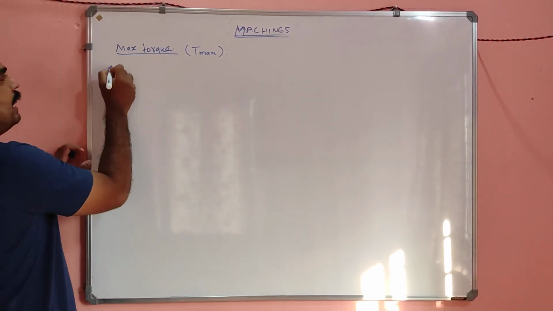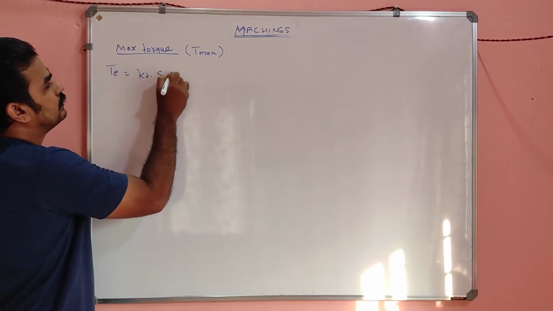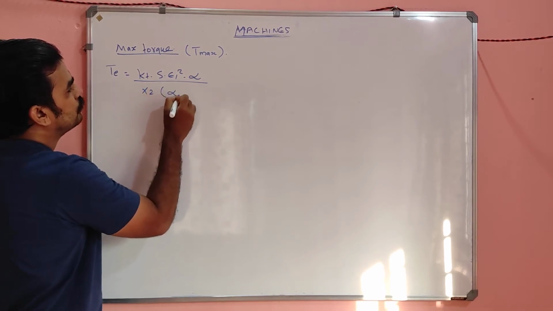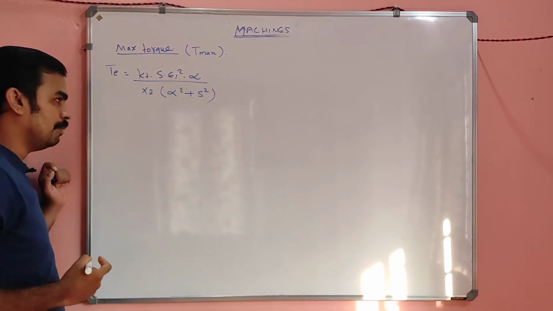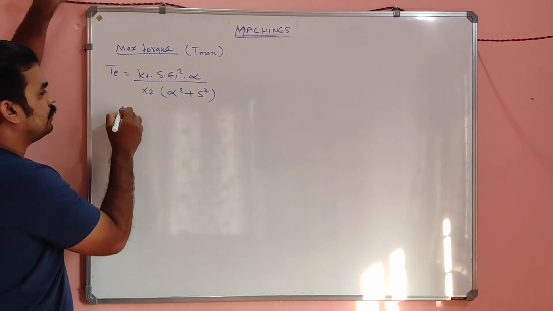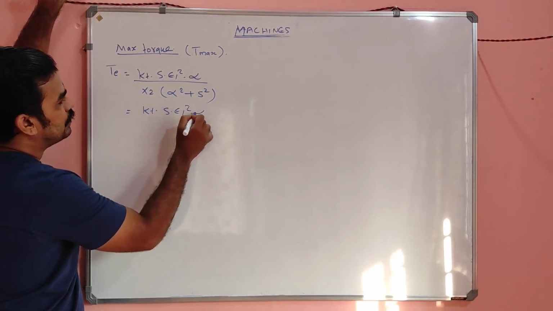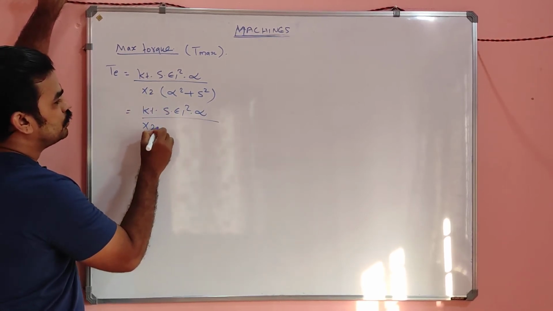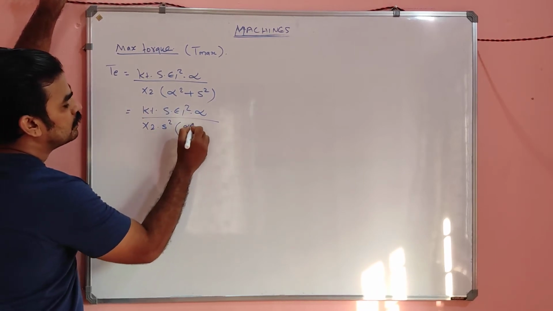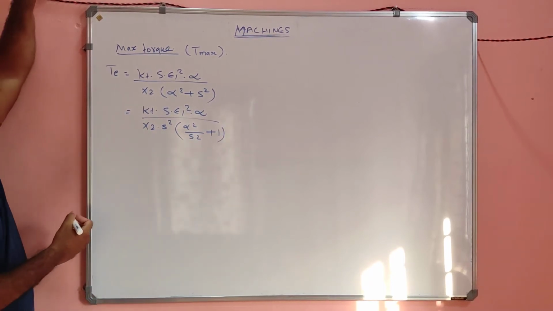See, we have the basic equation for electromagnetic torque as KT into S into E1 square into alpha whole divided by x2 into alpha square plus S. Am I correct, my dears? So I am going to take this S denominator as denominator. So KT into S into E1 square into alpha divided by x2 into this. I take S square outside, so it will be S square divided by alpha square divided by S square plus 1. Correct? The equation is correct, my dears.